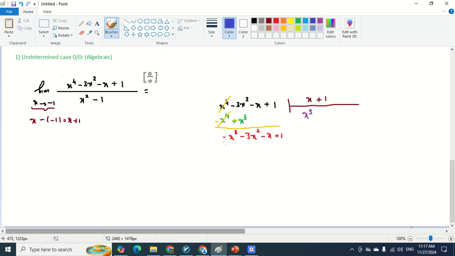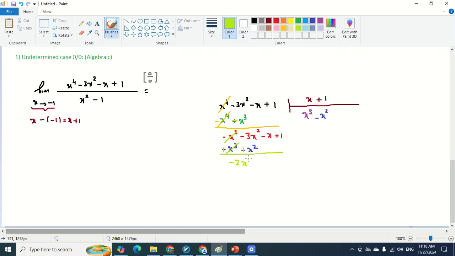So the next one is dividing minus x cubed by x, which gives you minus x squared. If you multiply this expression by minus x squared, then we have minus x cubed minus x squared. So right now I should change the sign again. If I change the sign and change the minus to the plus, then by adding this expression, minus x cubed and plus x cubed will be cancelled. Plus x squared minus 3x squared gives you minus 2x squared.